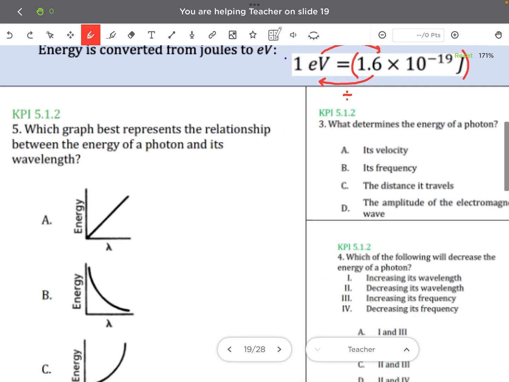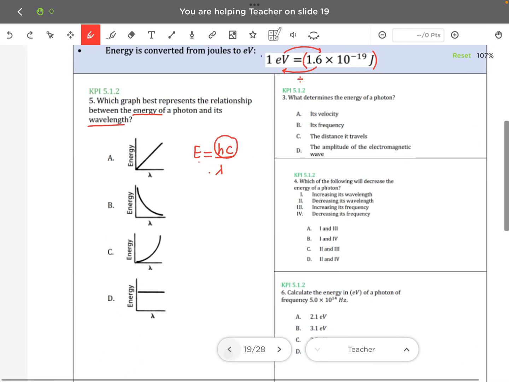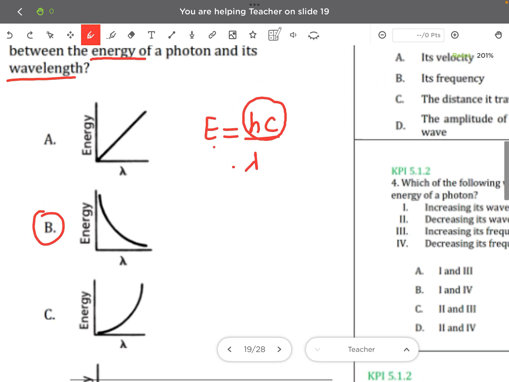Which graph best represents the relationship between the energy of a photon and the wavelength? So it is E equals hc over lambda. These are constants and these two are inversely proportional, so B. Actually, A works for E equals hf, which is this one.